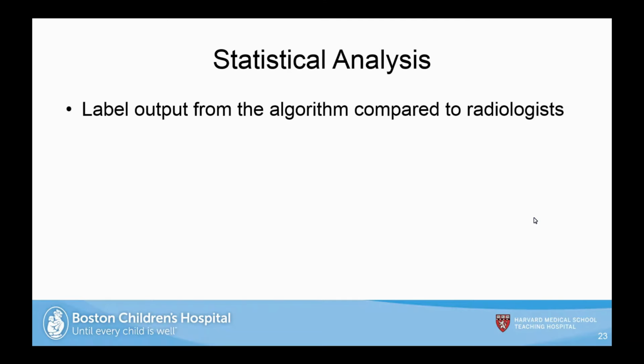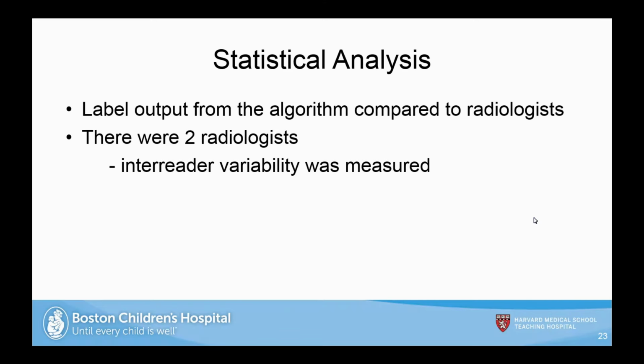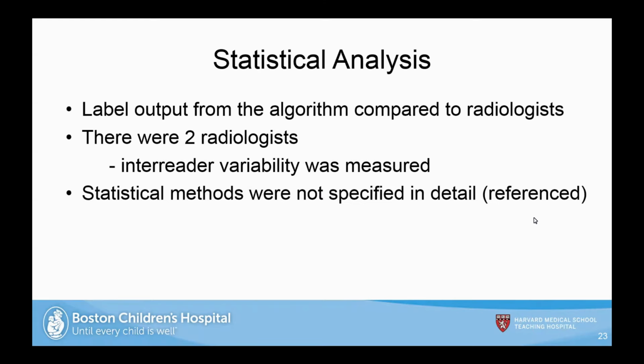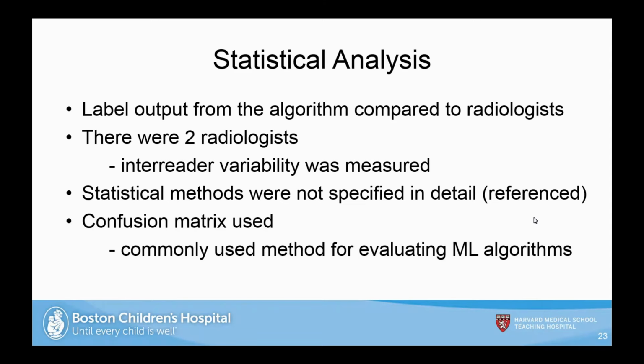So then when they do the statistical analysis, they would label the output from the algorithm compared to the radiologist. So basically, they are just comparing with what the radiologist had said. There were two radiologists, and also the inter-reader variability was measured, which was good. The statistical methods were not specified in detail. A lot of them were referenced. So they used a confusion matrix to actually produce the results. And this is a commonly used method for evaluating machine learning algorithms. So if you don't know what a confusion matrix is, I'm going to explain it in the next slide.